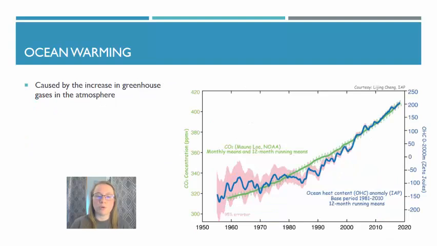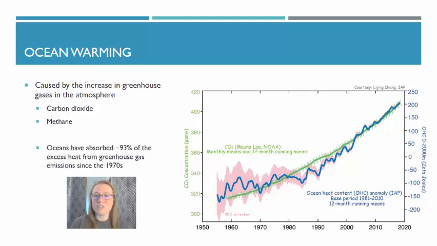Now, this ocean warming is, of course, caused by an increase in greenhouse gases in the atmosphere, primarily from carbon dioxide and methane. And you can see that in the graph here, that the green line is the carbon dioxide in parts per million. But that blue line is that ocean heat content, and this is looking at the anomaly or that departure from normal. So we can see that as the amount of carbon dioxide has increased, that ocean temperature has increased as well.